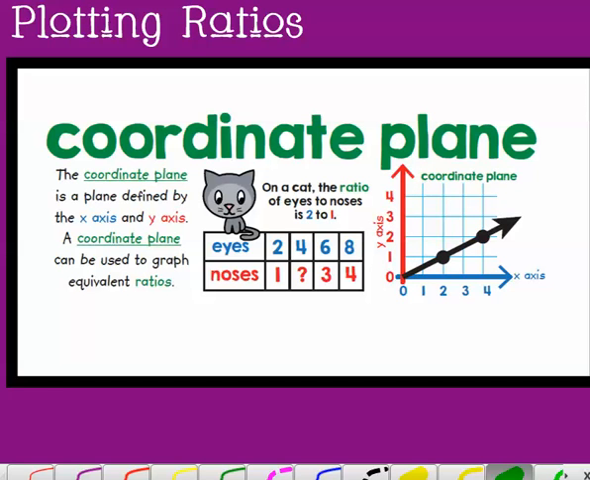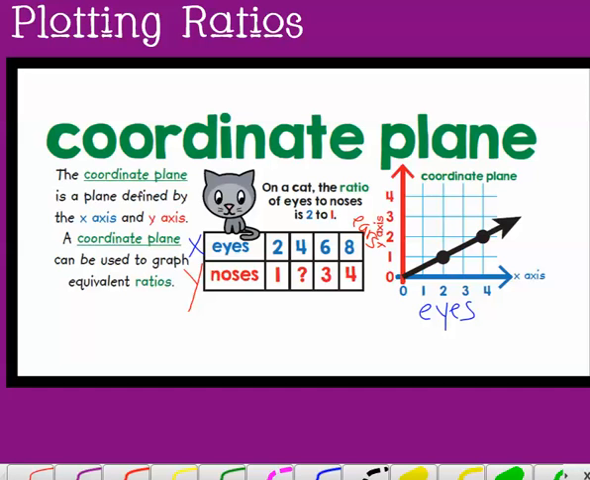In the table, we are looking at the number of eyes compared to the number of noses that a cat has, and most cats have 2 eyes and 1 nose. So we're going to plot this relationship. We'll start with the top row, which is always the x-axis. The second row is always represented on the y-axis. So you see over here we have the number of eyes and the number of ears here.